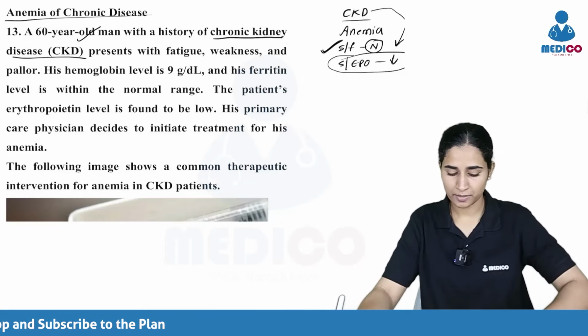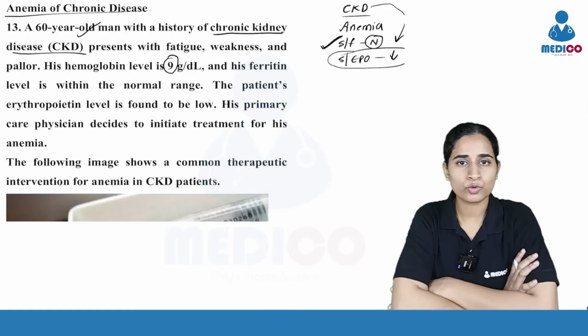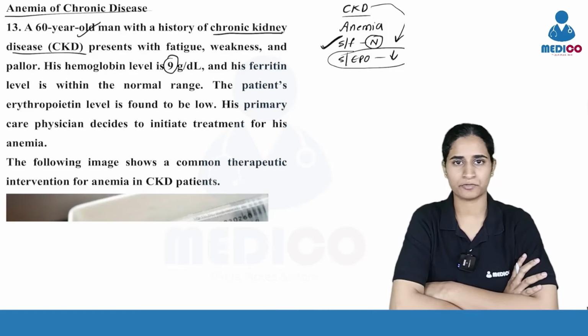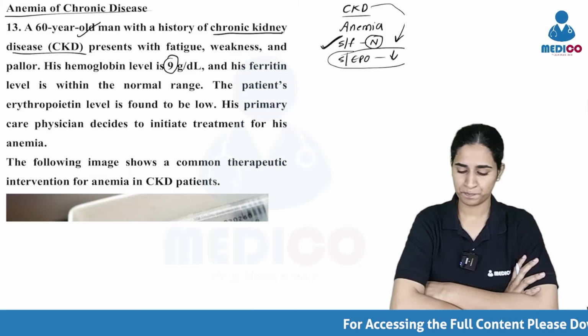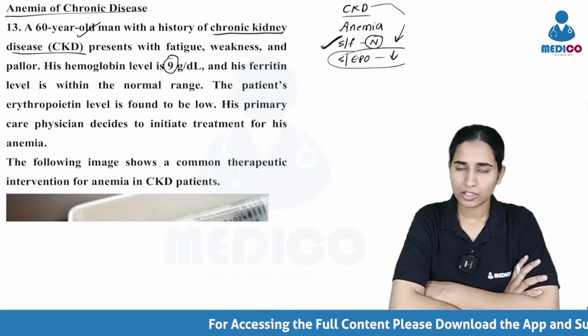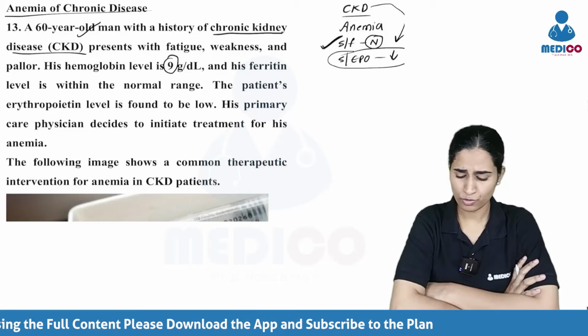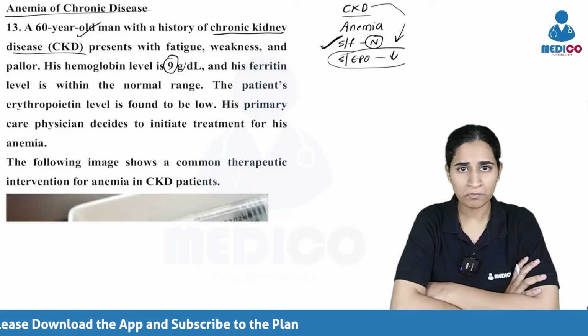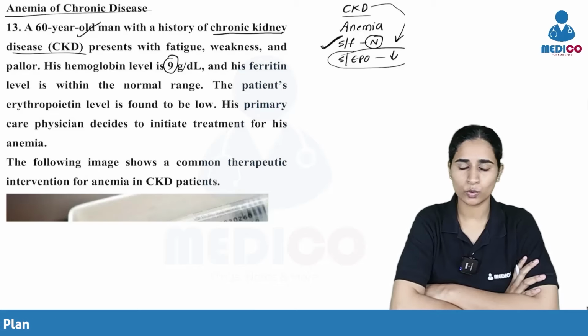What is your management? Here the Hb is 9. Are you going to do blood transfusions? No, Hb 9 is fine. If there is severe anemia, less than 7, I'll go for blood transfusion. Are you going to give iron, oral or IV iron, to this patient? No, because the ferritin levels are normal. I'm not going to give extra iron because it can lead to iron overload.